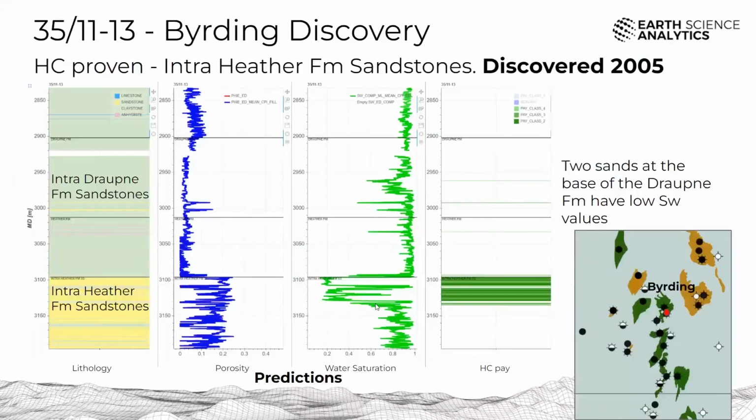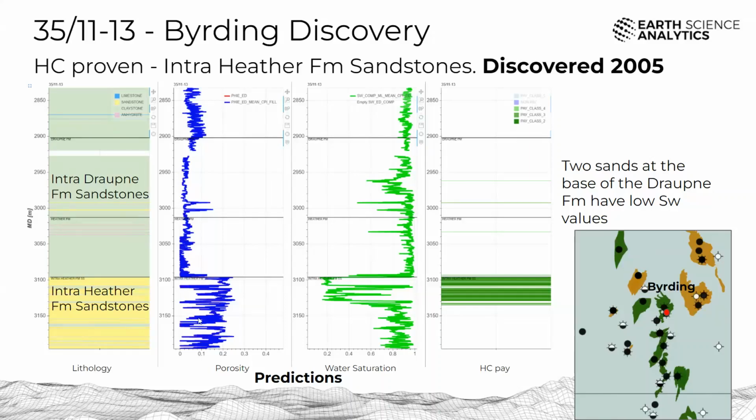Now I want to focus in on the Byrding discovery, the 3511-13 well. It was drilled in 2005, and on the insert map it is the red dot here. So this was the discovery well. We predicted intra-Heather formation sandstones, and intra-Heather formation sandstones were discovered. We also need to notice these two sands in the Draupne formation that we predict here.